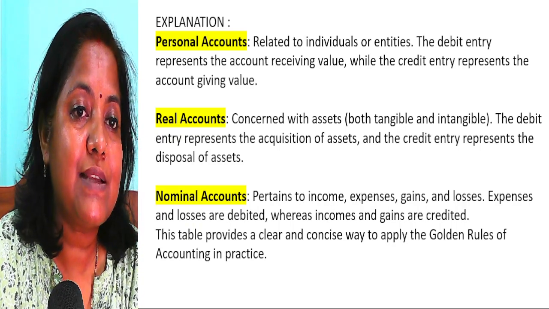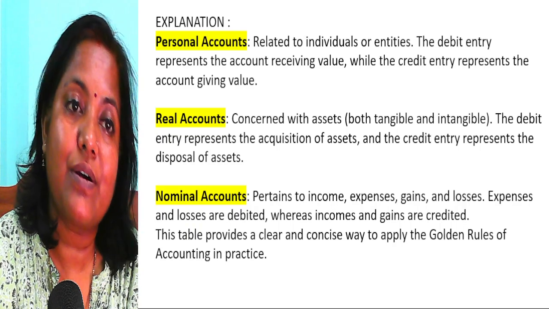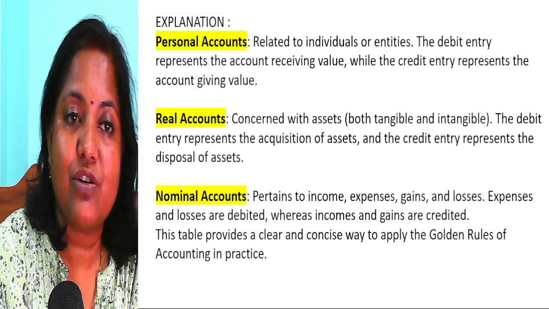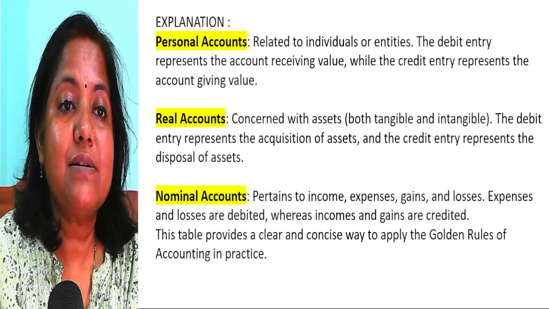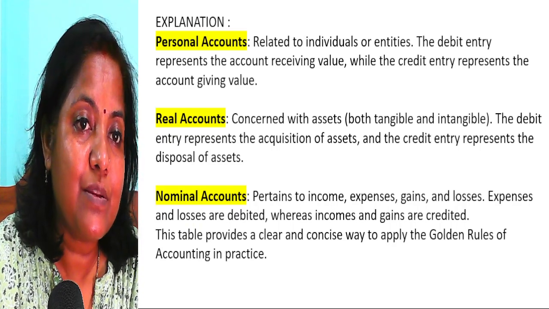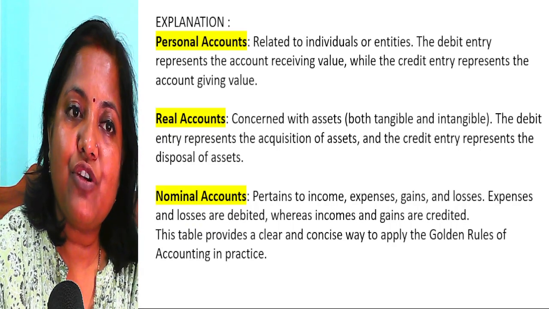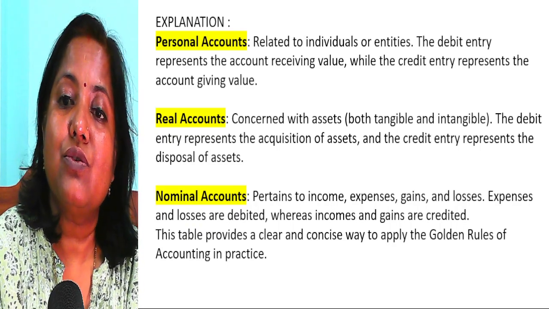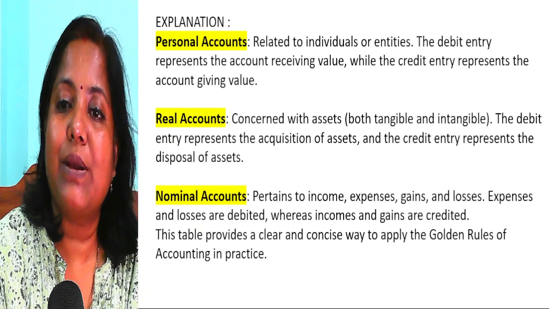Real accounts are concerned with assets, both tangible and intangible assets. Let me tell you what tangible assets are. Any asset which you can see or touch, which is visible, is a tangible asset: table, chair, anything. Intangible assets are those which cannot be seen or felt, but their importance is felt in the business, just like goodwill, the reputation of a business. If it continues to make profit because of its goodwill, that is an intangible asset. Then royalty also.